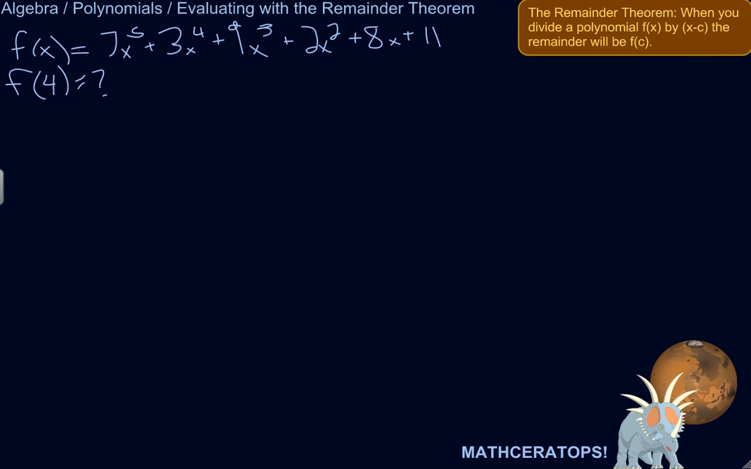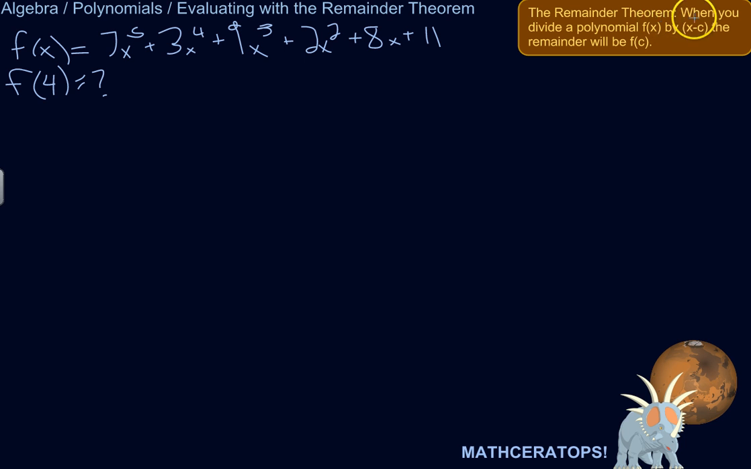So what the remainder theorem would say is, so I want to find, f of x is 7x to the fifth plus 3x to the fourth plus 9x to the third plus 2x squared plus 8x plus 11. So kind of a monster polynomial, right? I want to find out what is the value when x is 4. Well, I could plug in 4 for all these x's and say 4 to the fifth times 7 plus 4 to the fourth times 3 plus 4 to the third time, but that would take forever, right?